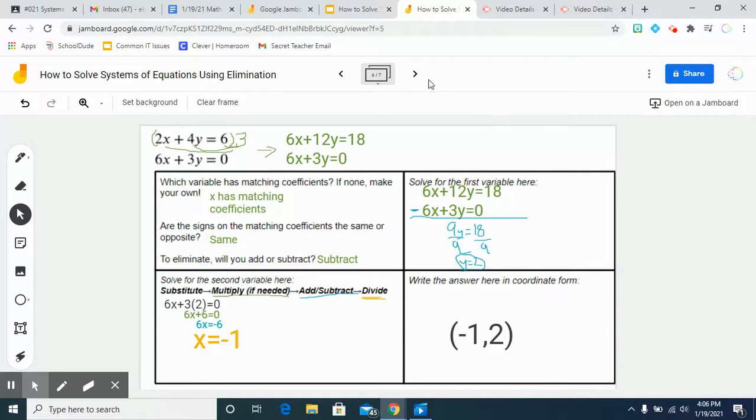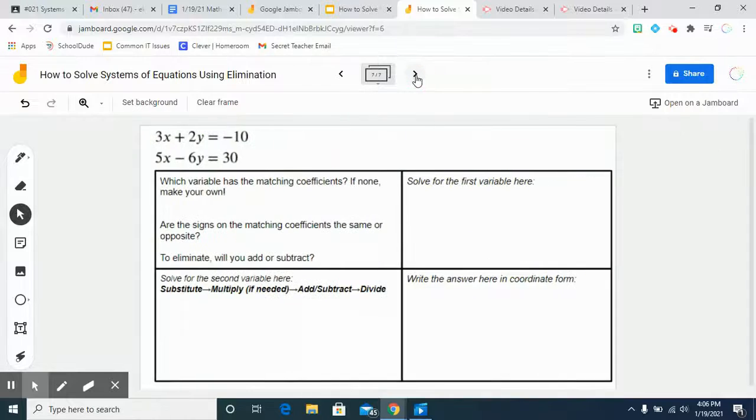And finally, let's work on our final example. So here we have 3x plus 2y equals negative 10 and 5x minus 6y equals 30. So same process as before. We've noticed that there are no matching coefficients. So we look at our x's, see if one multiplies into the other. In this case, they don't. 3 does not evenly go into 5. But if we look at our y's, we see that 2 evenly goes into 6. And 2 evenly goes into 6 3 times.